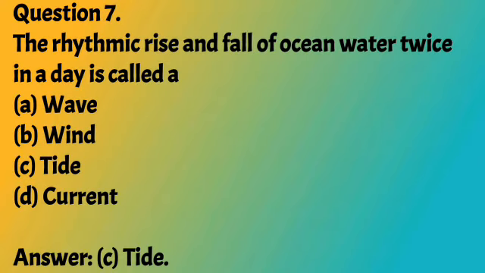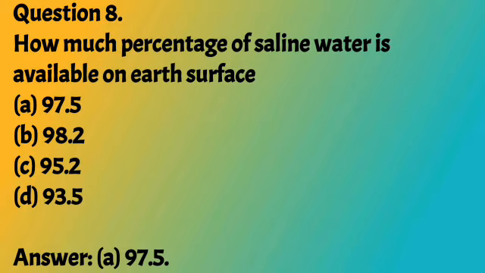Question 7. The rhythmic rise and fall of ocean water twice in a day is called A. Wave, B. Wind, C. Tide, D. Current. Answer C. Tide.